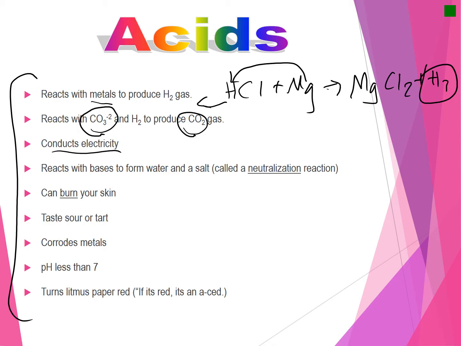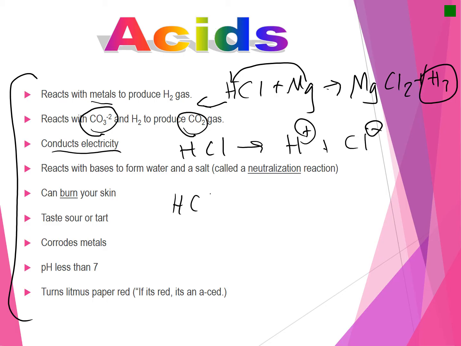It can conduct electricity. Why can it conduct electricity? Well, anything that ionizes in water, meaning breaks up and forms these charges, can conduct electricity. And if you look at HCl, what happens in water is it totally dissociates into H+ and Cl-. And so because it has these charges, it now can conduct electricity and the electrons can flow from one element to another.